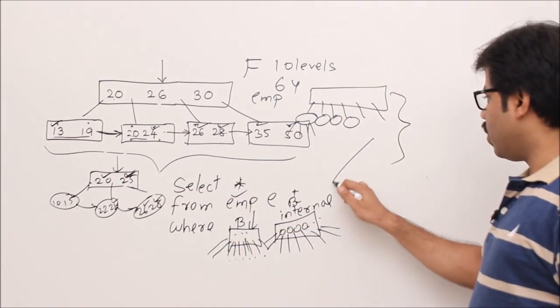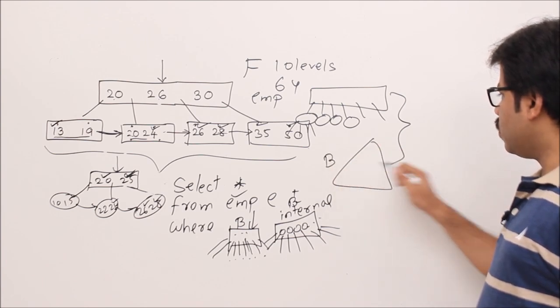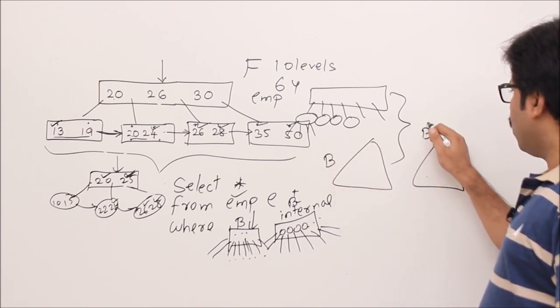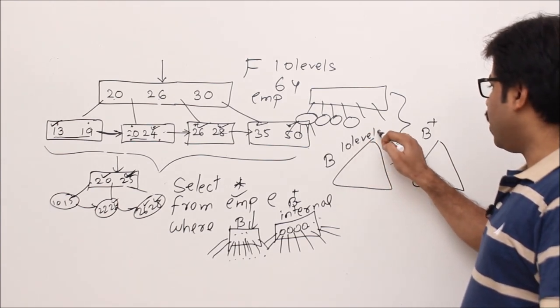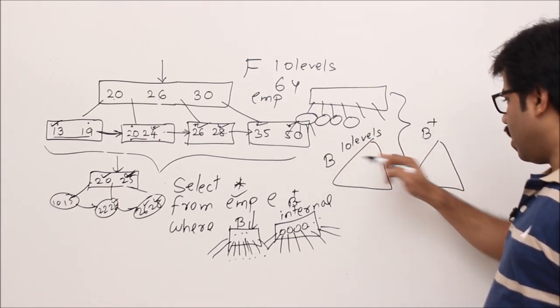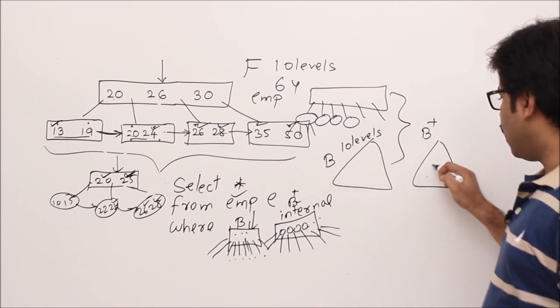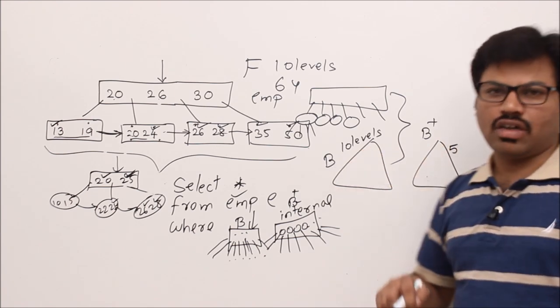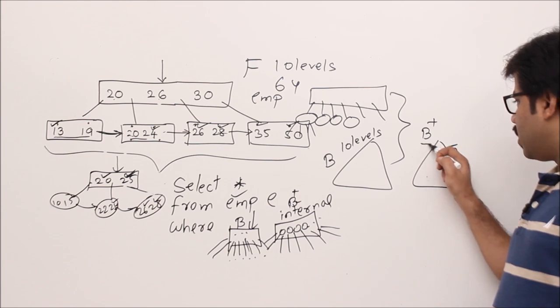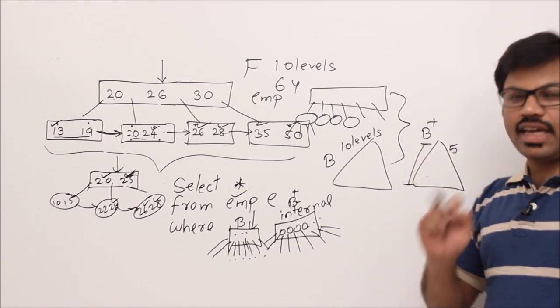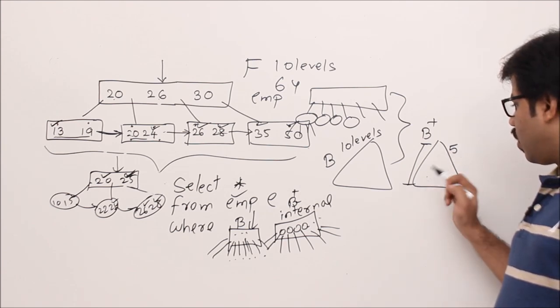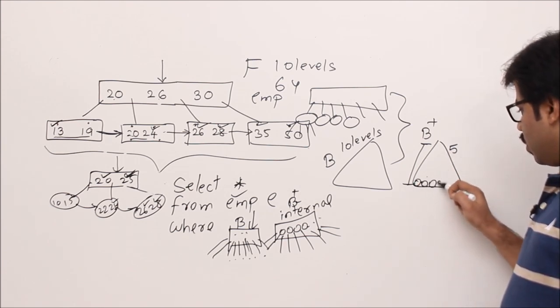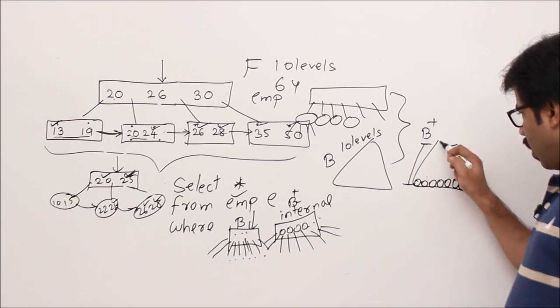Let's compare. For example, this is your B tree, this is your B plus tree. In a B tree, let's say you have 10 levels, but in a B plus tree we know it will be a lesser number than 10. Let's take 5 levels. Now a B plus tree always takes exactly 5 levels to get the data. The reason is that your records are all in the leaf, right?